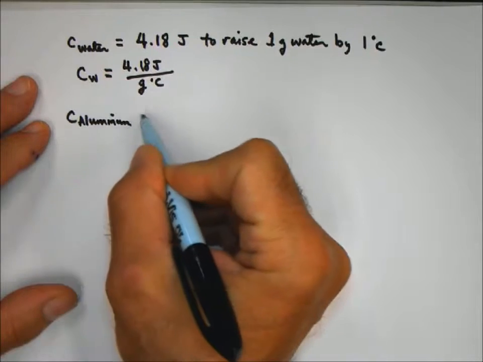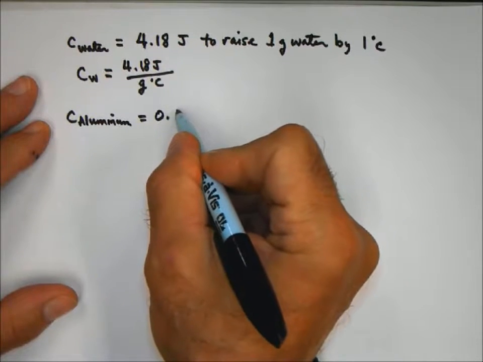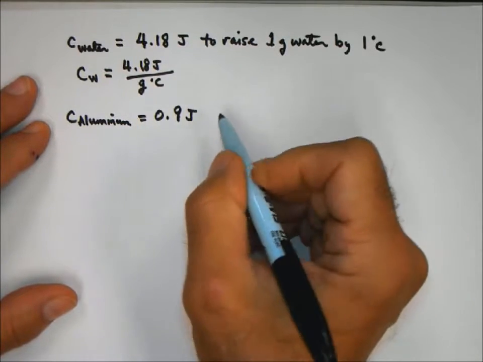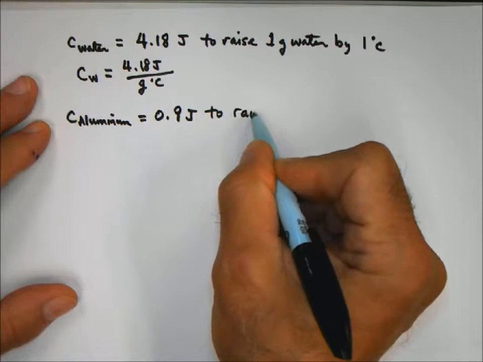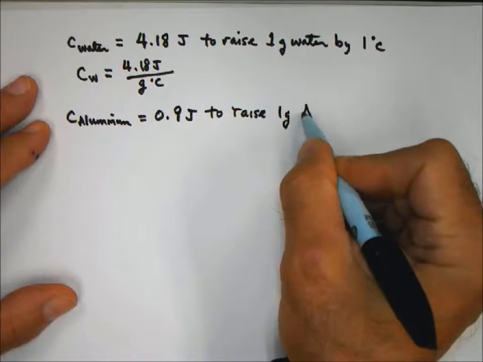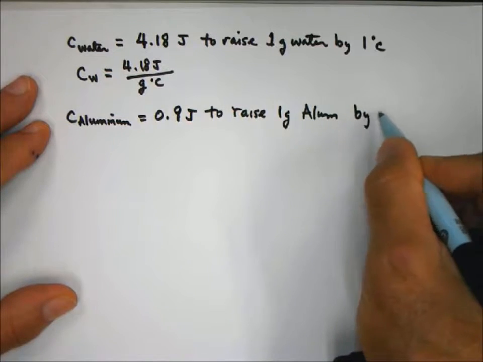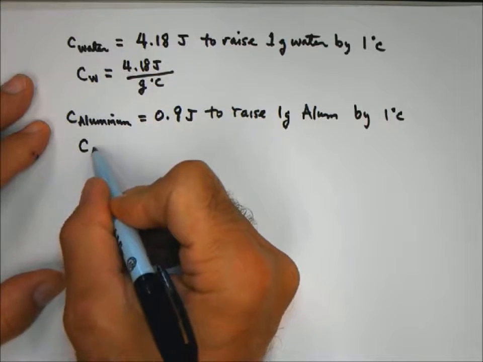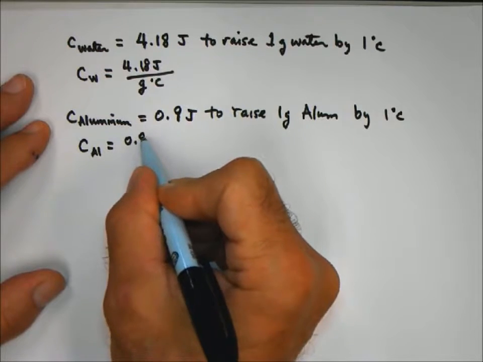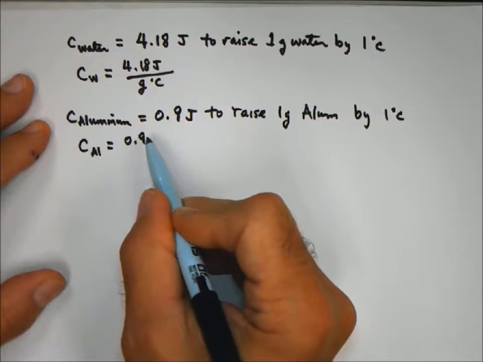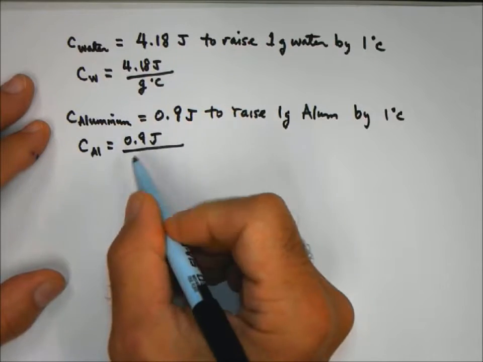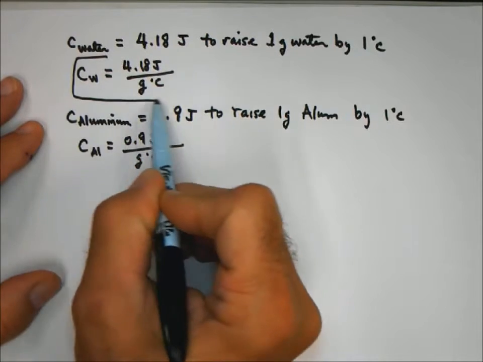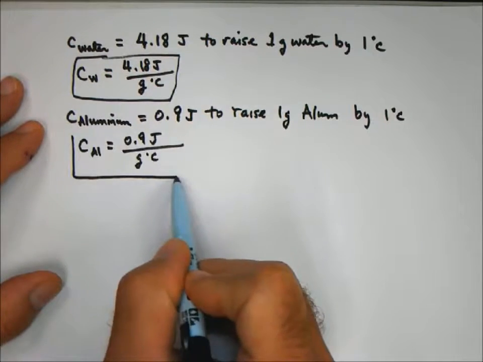Okay? Let's compare that with aluminum. The specific heat of aluminum is equal to about 0.9 joules. So it takes 0.9 joules to raise 1 gram of aluminum by 1 degree Celsius. And so we'd express that in shorthand by saying C of aluminum is equal to 0.9. It's really 0.89 something, but I'm rounding off. 0.9 joules per gram degree Celsius.